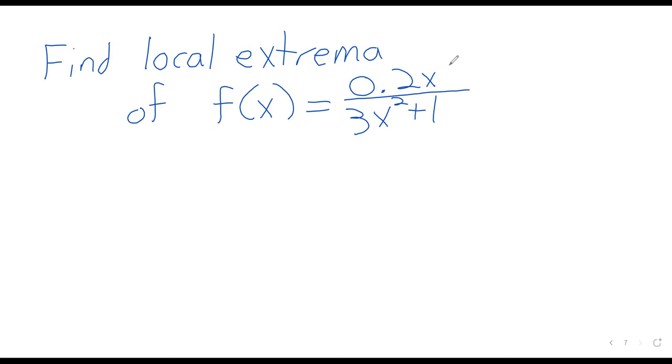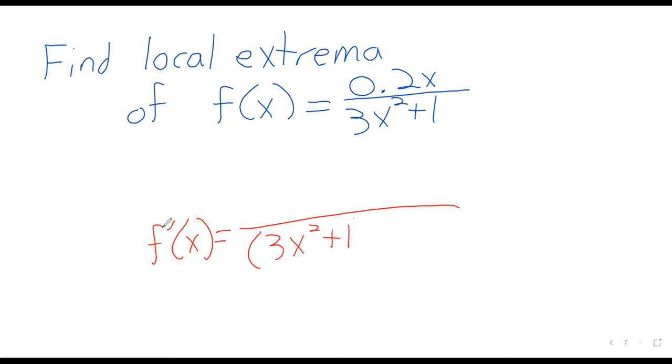It's got our numerator and our denominator. So we need the quotient rule, which, let me see, it's been a while, but we're going to take the denominator and we're going to square it. Then in the top, okay, we've got a top, we've got a bottom. Take the derivative of the top. The derivative of 0.2x is 0.2. Leave the bottom alone.